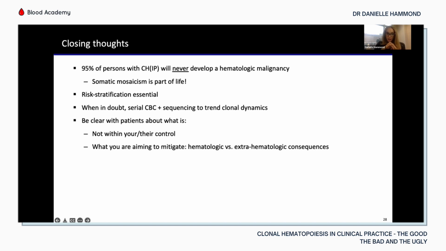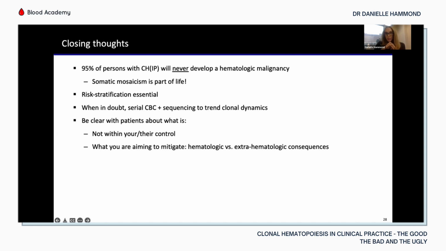I cannot emphasize this enough, that risk stratification is essential, although we're still in the process of building high fidelity risk prediction models. And when in doubt, the best thing you can do is just to repeat the CBC and resequence that mutation and then look at the clonal dynamics. And that often will give you a sense of where this is going in this patient.